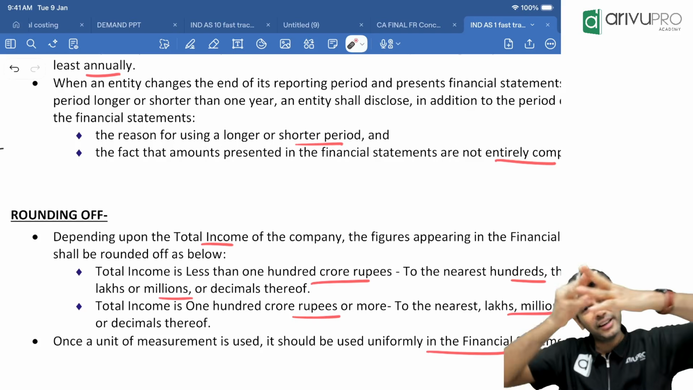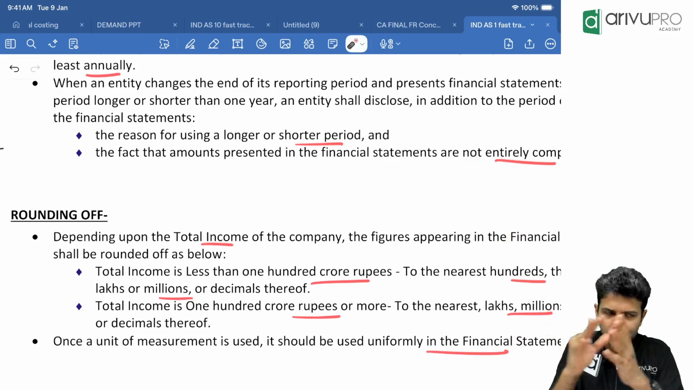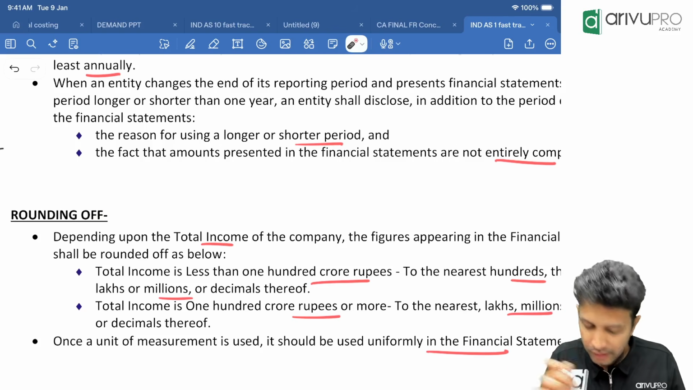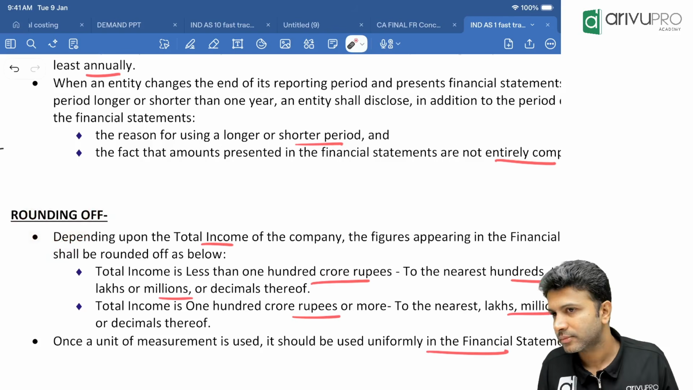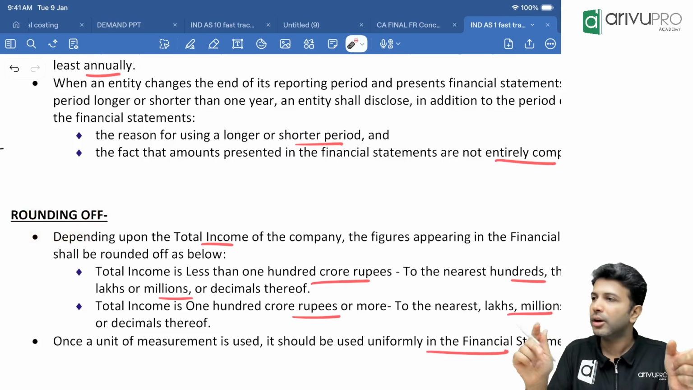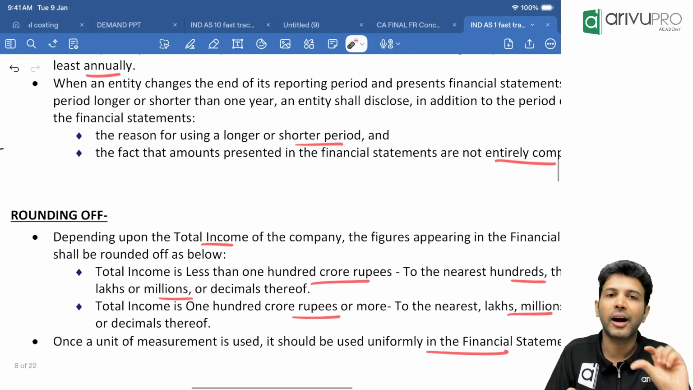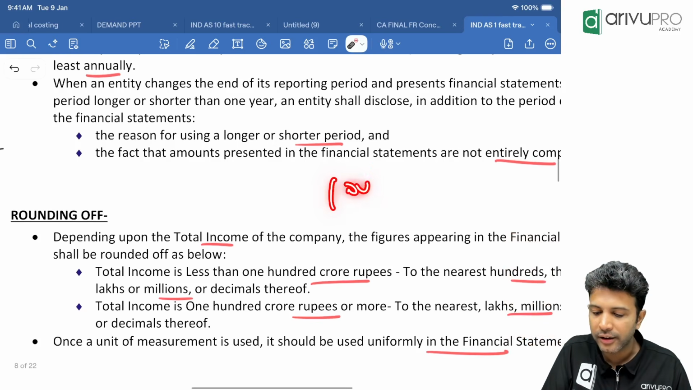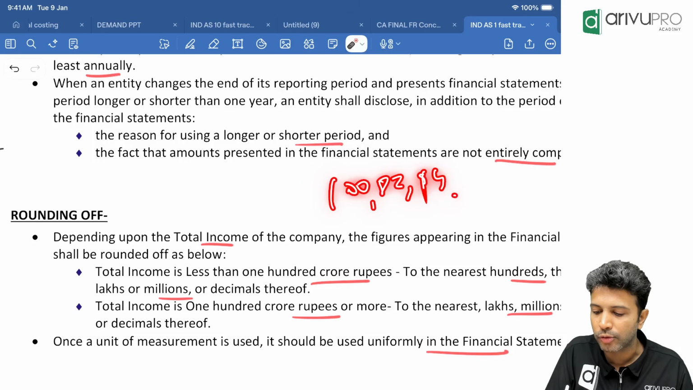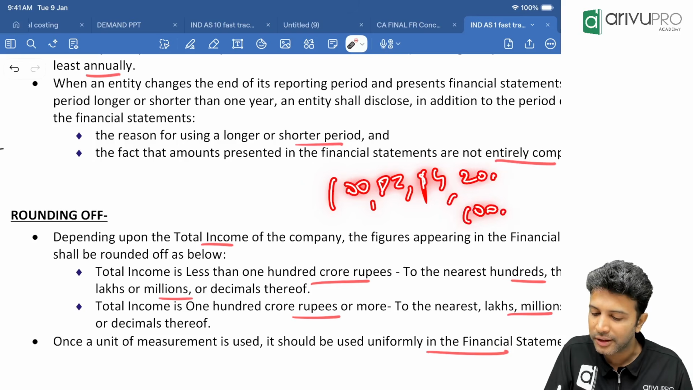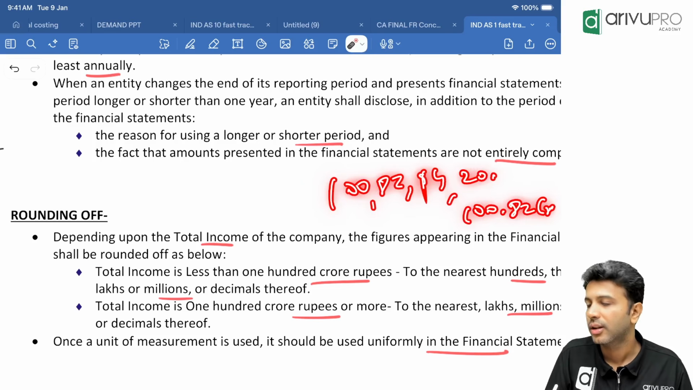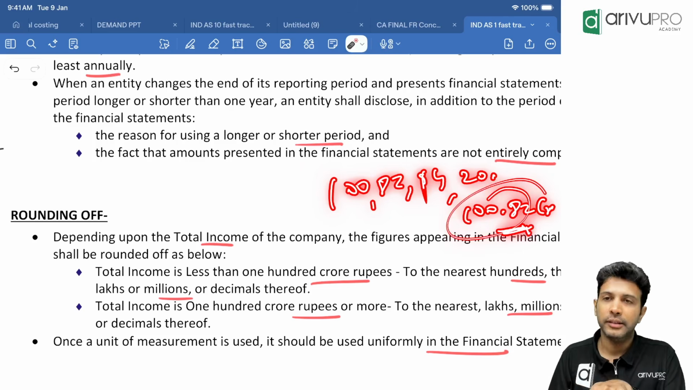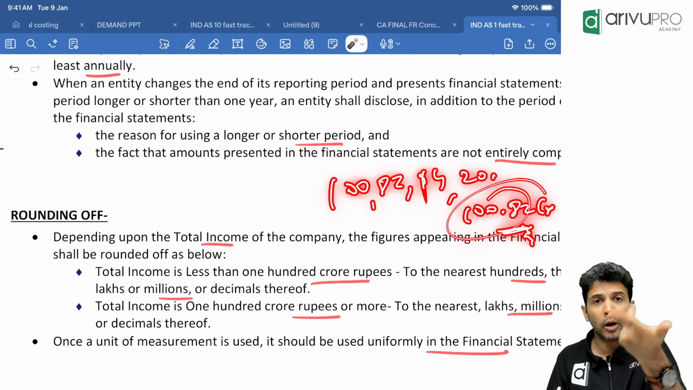So big companies, their data will go in thousands and thousands of crores. If you present the full number in your financial statement, many may not understand. That is where the concept of rounding off has come. You will not give the full number, you will round off. Meaning you will present the data either in hundreds, thousands, lakhs, millions, crores. Like this. So if it is 100 crore, 82 lakh, 14,244, then you can simply say 100.82 crores. This is round off done in crores. Like this. Right?